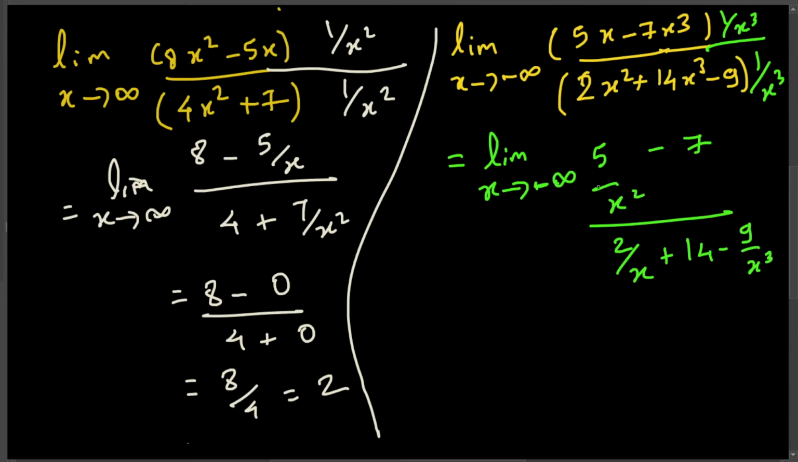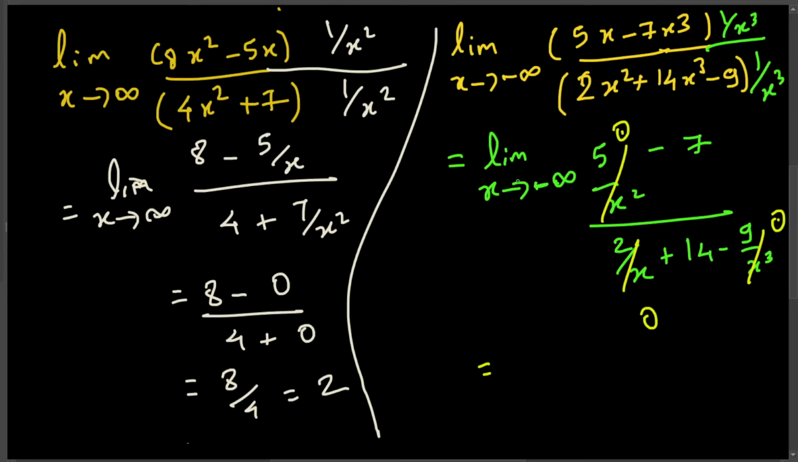Now we can remove all the numbers that are divided by x values, because we are dividing a number by infinity, a very large value. If you divide any number by a large value, that's 0. So here this one becomes 0, this one becomes 0, this one becomes 0.